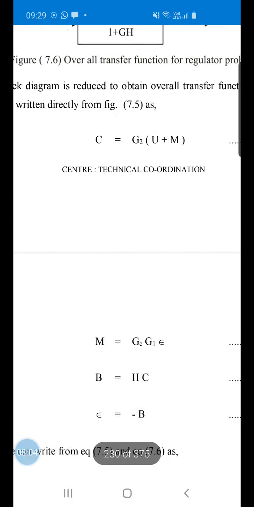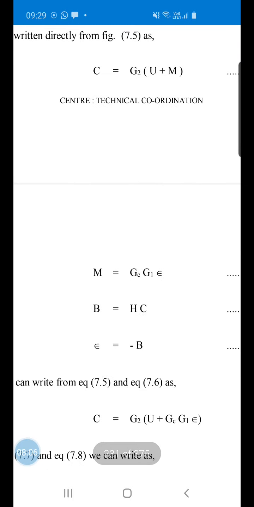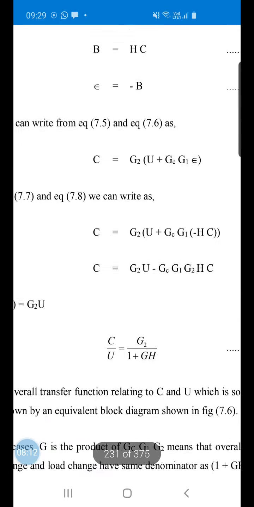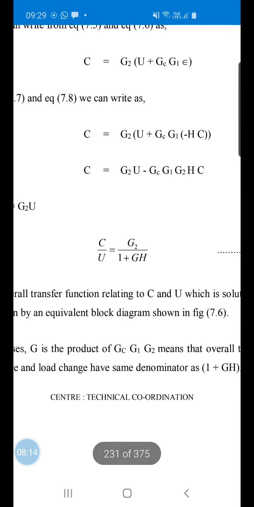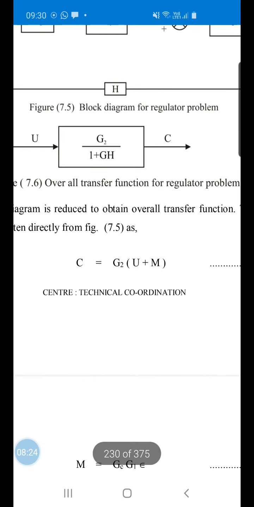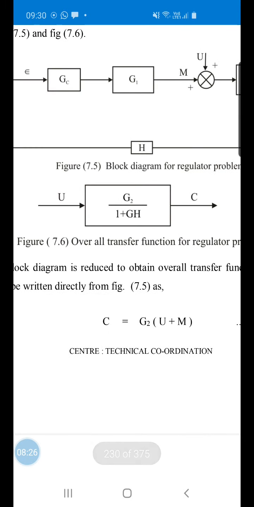You will find all these equations here. These four equations you can write like this. Then again combine all the equations. Finally you will get C by U, that is C of S upon U of S is equal to G2 upon 1 plus GH. So this is the overall transfer function. C by U is equal to G2 upon 1 plus GH.